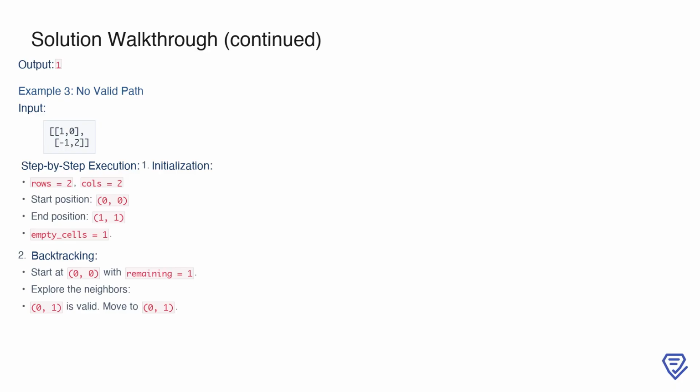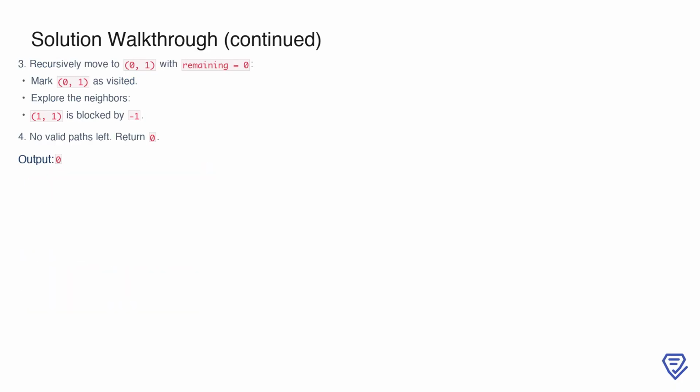example where the input grid is 10-12. In this case, the grid is a 2 by 2 grid with the start position at 0, 0, and the end position at 1, 1. There is only one traversable empty cell, so empty underscore cells equals 1. Starting at 0, 0, we use backtracking with remaining equals 1. From here, we explore the neighbors.